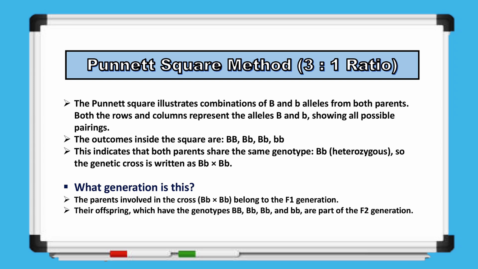In terms of generations, the parents involved in this cross belong to the F1 generation. Their offspring, which have the genotypes capital BB, capital B and small b, capital B and small b, and small bb, belong to the F2 generation.